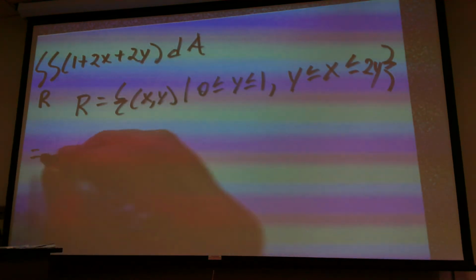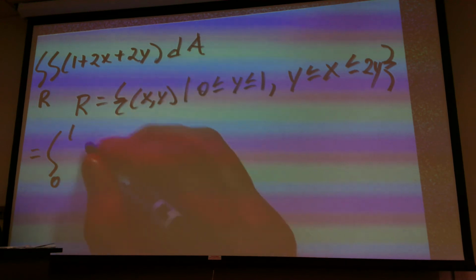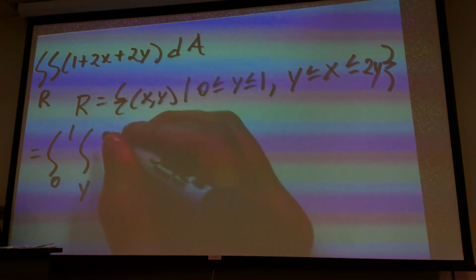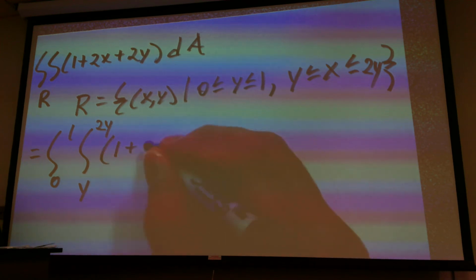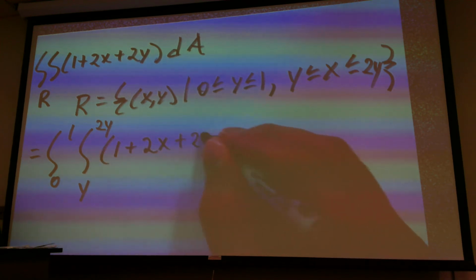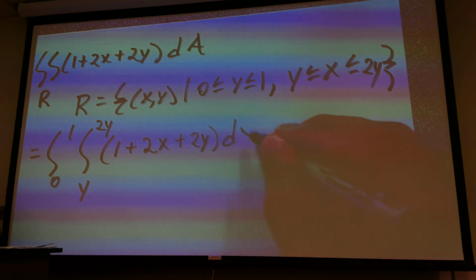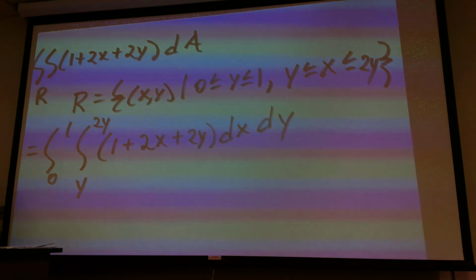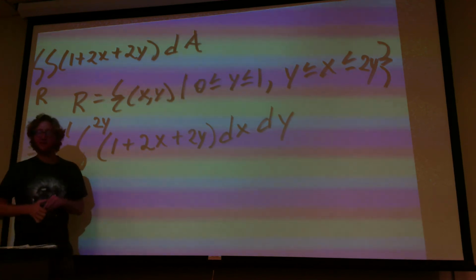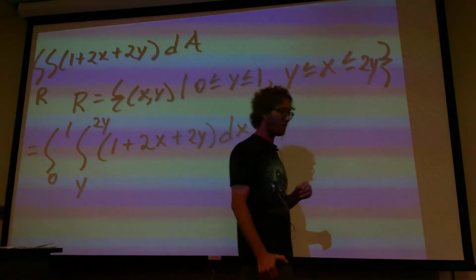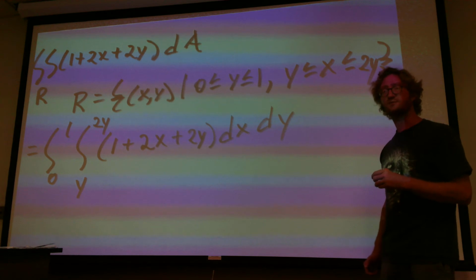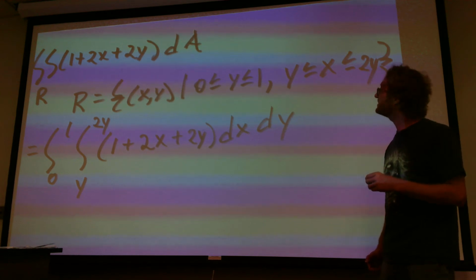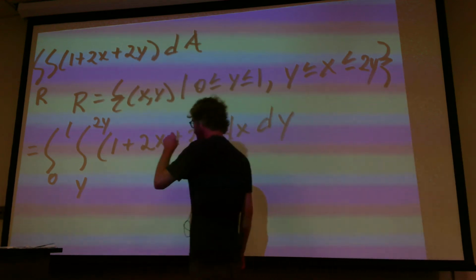this would become the integral from 0 to 1, the integral from y to 2y of, let's keep those parentheses, 1 plus 2x plus 2y. Okay? Now dx dy. Okay? So, since you're given that x is bounded by functions of y, that means that you're going to integrate with respect to x first. Okay? So, let's integrate with respect to x.